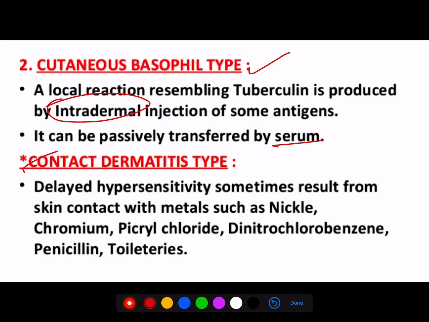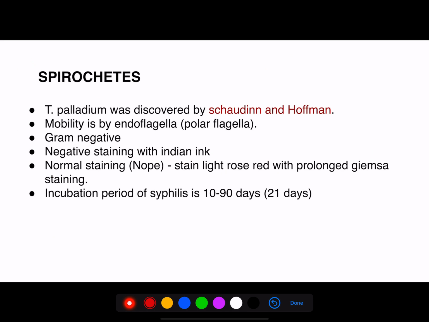And the second one is contact dermatitis. All these examples come under contact dermatitis. Even your skin reaction to mercury is a delayed type of hypersensitivity, type 4, and it also comes under this. And most of your allergies related to dental materials come under the contact dermatitis type.